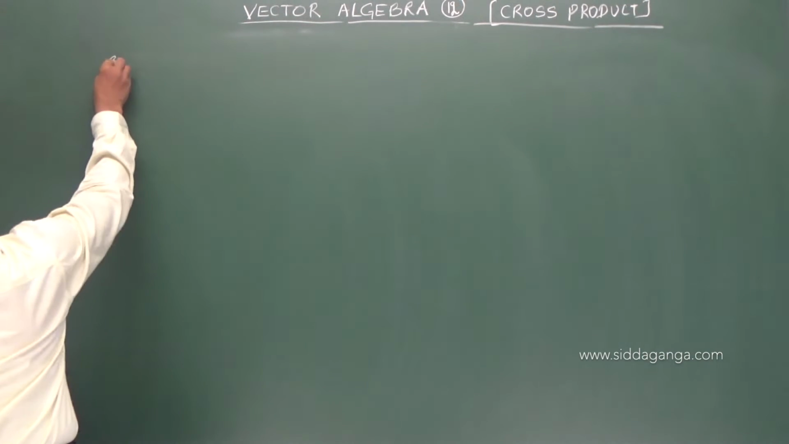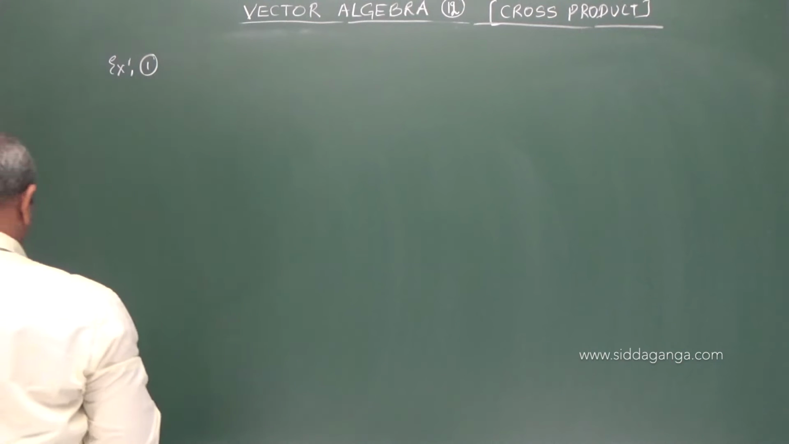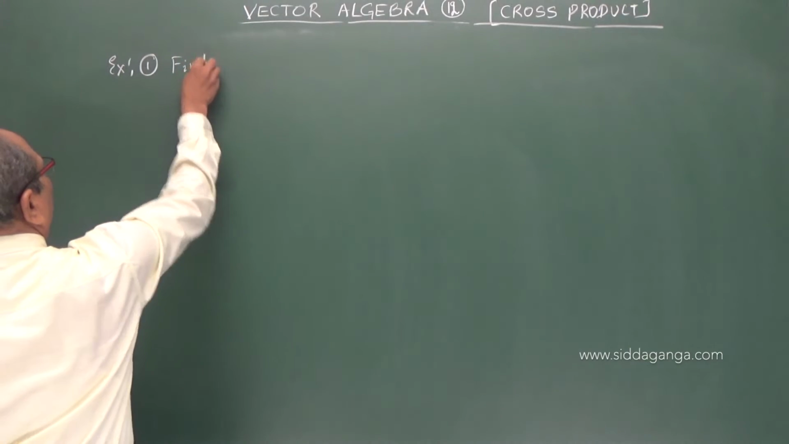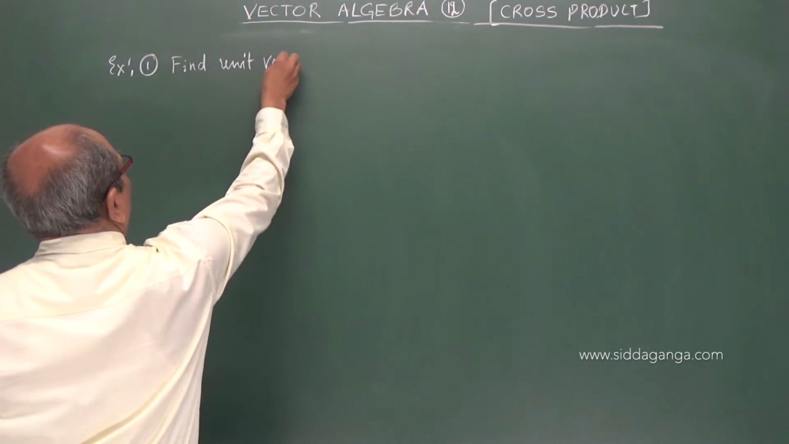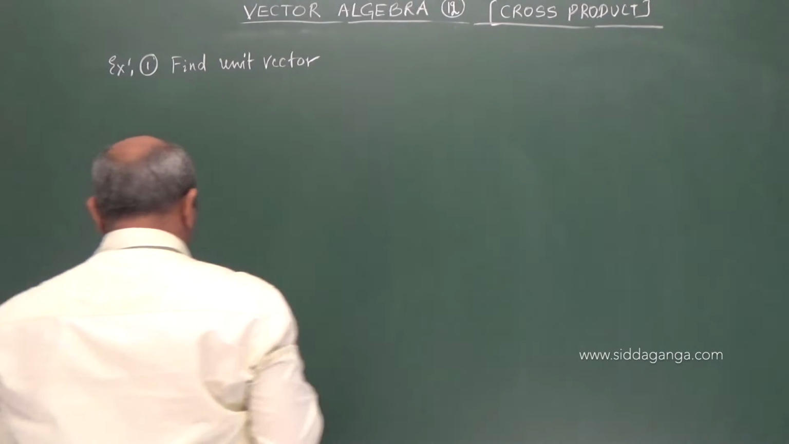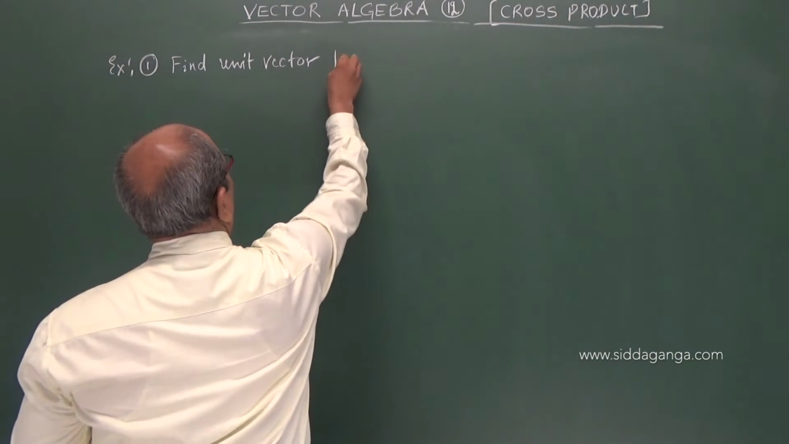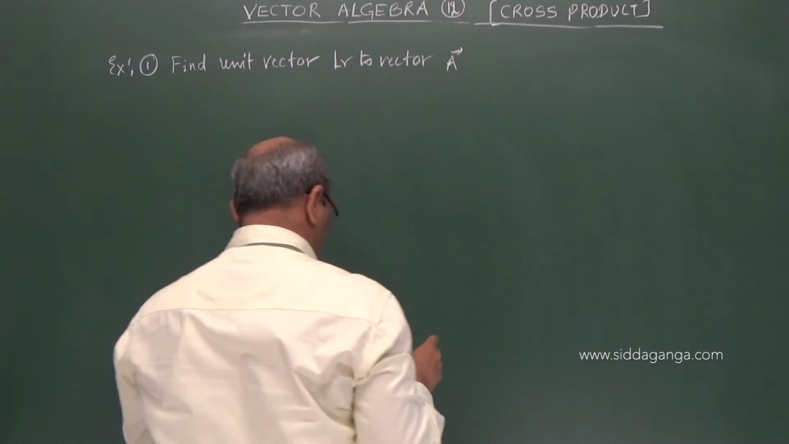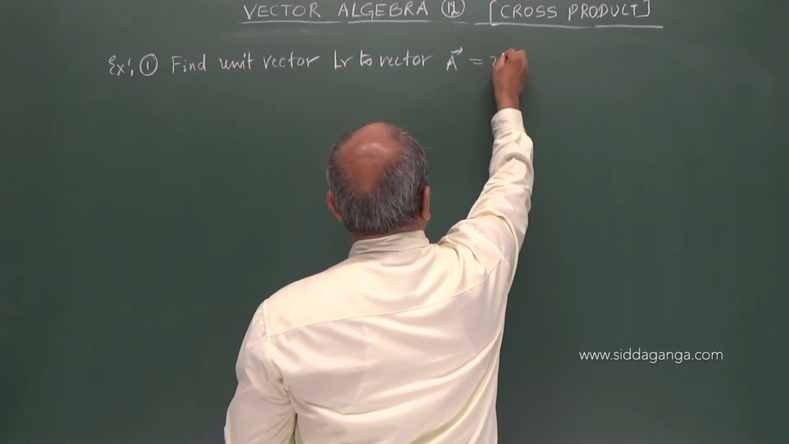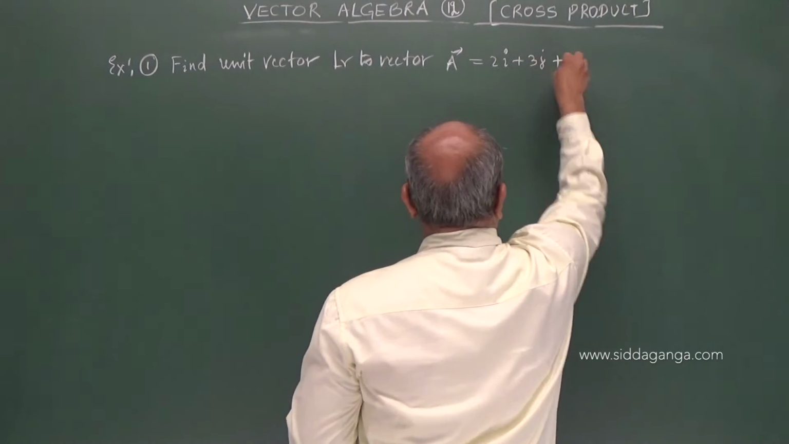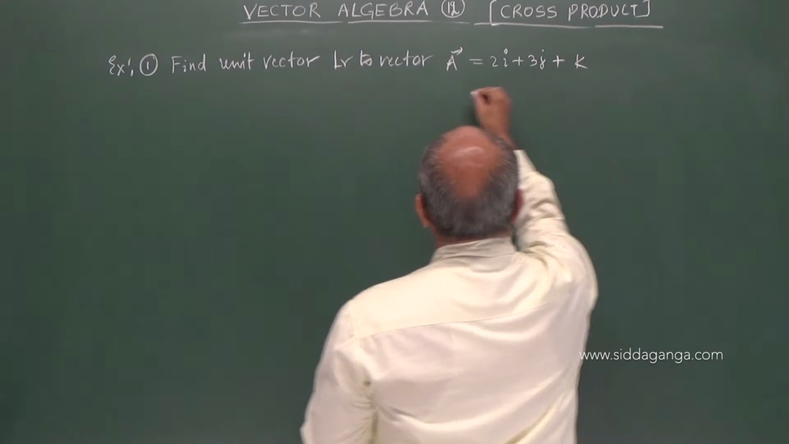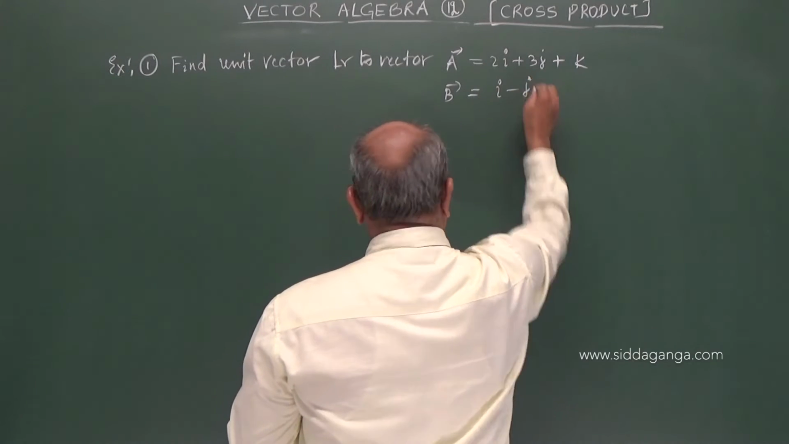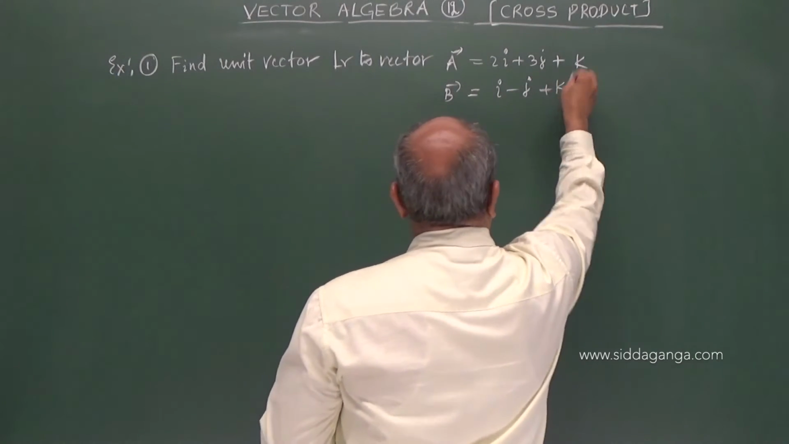So let us come to example 1. Find the unit vector perpendicular to vector A equal to 2i plus 3j plus k and B equal to i minus j plus k.